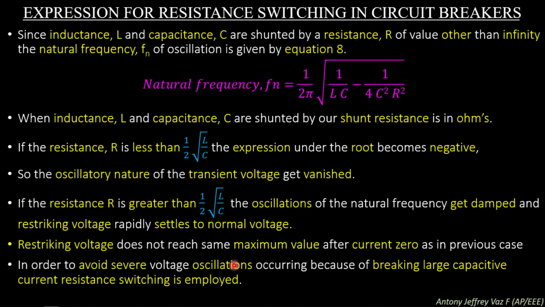Everything can be minimized and the circuit breaker can perform its duty very well and increase the stability of the power system. So resistance switching is mandatory for power systems.